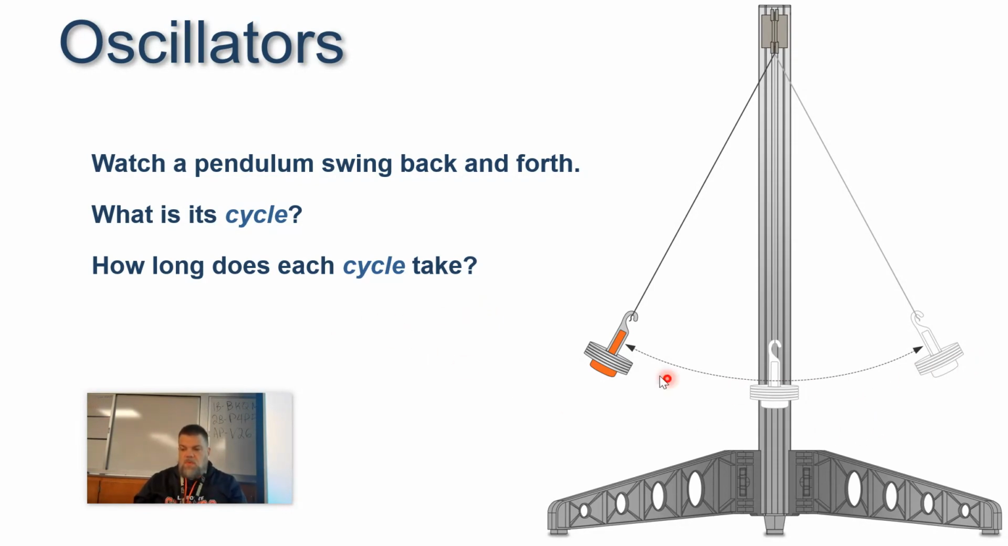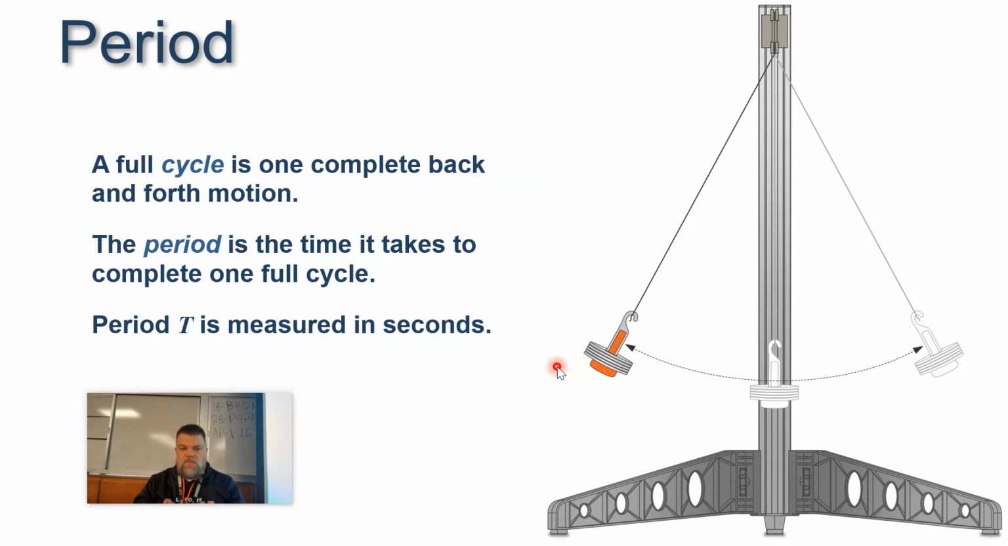So when you look at this, one complete cycle, you don't have to write anything down, just look at it. If I let go here, all the way here, and all the way back is one cycle. Or if I start right here, all the way over here, and all the way back is one cycle. And then you time how long that takes with a stopwatch or something. So one full cycle is one complete back and forth motion.